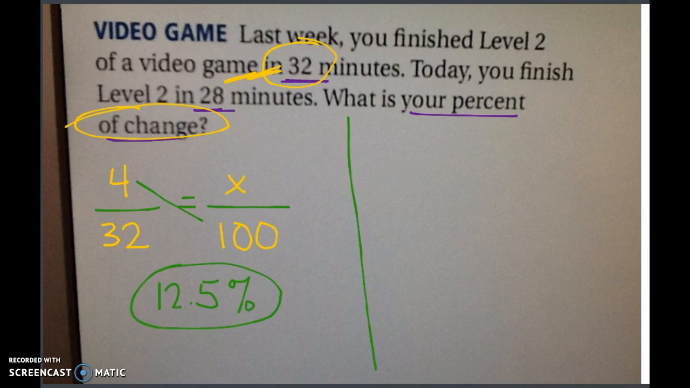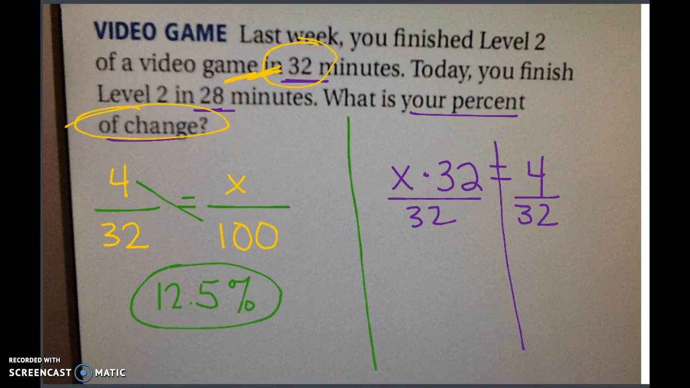Okay, now over here I'm going to do it the other way. I can do my percent, which I don't know, times the whole. Well, my whole was my 32. That's what I started at. That would give me the part it changed by. Well, it changed by 4. If I want to do this, I'm going to divide by 32 on both sides. So I do 4 divided by 32, and I get 0.125. Now I have to change that to a percent, so I'm going to move it over twice, and I get about 12.5%. So this changed by 12.5%. It decreased. So I decreased my time for the level by 12.5%.